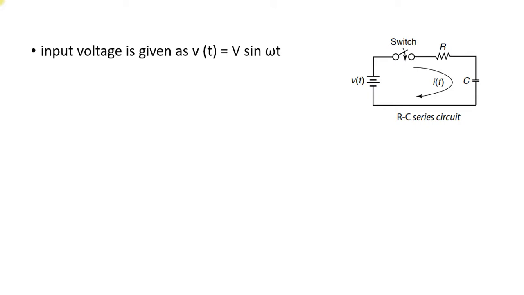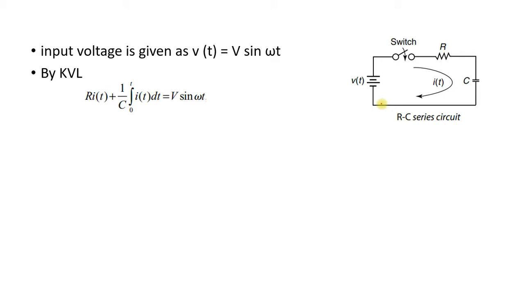Now write the loop equation around this circuit. So v(t) is equal to R times i(t) plus 1 by C integral of i dt, which is equal to V sin omega t.